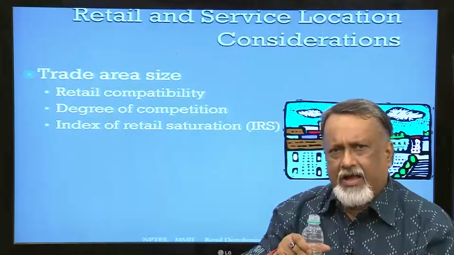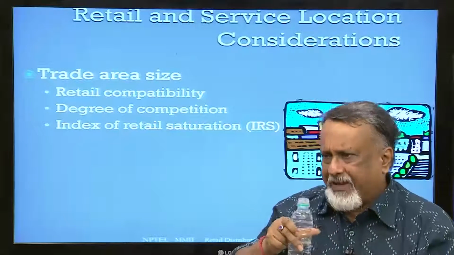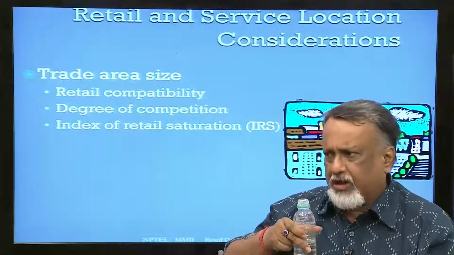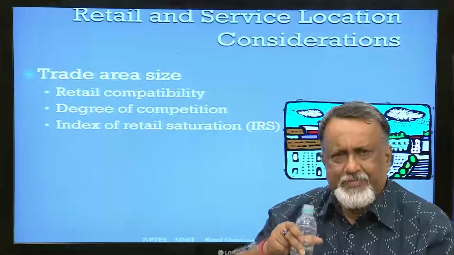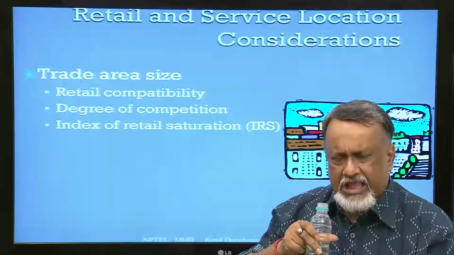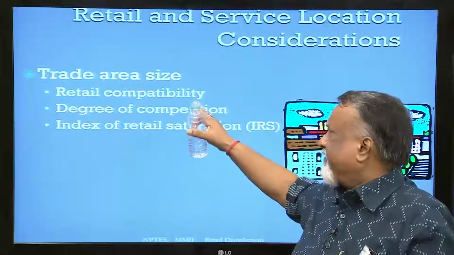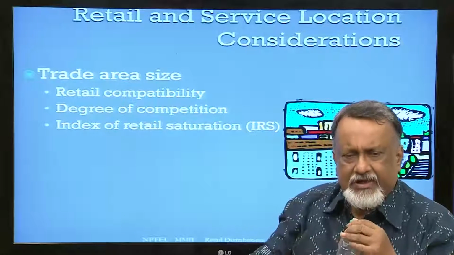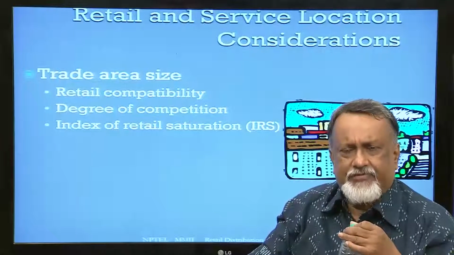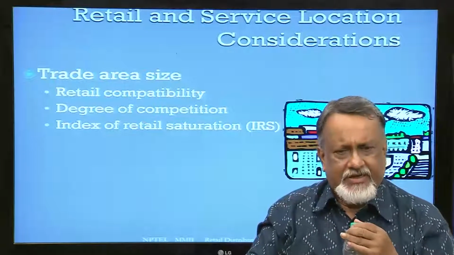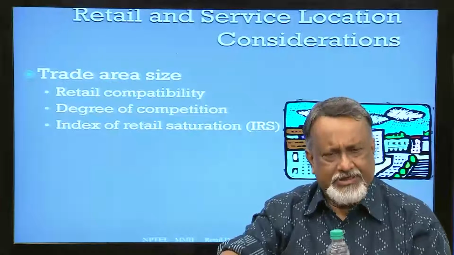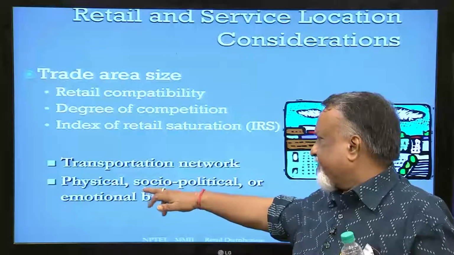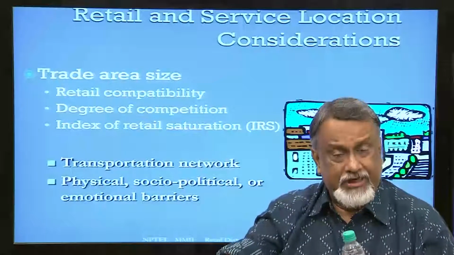So, you do not have to decide in your retail location based on the proximity or the convenience of travel. People will be prepared to travel for this kind of specialty items. So, the compatibility with respect to whether it is a specialty item, whether it is a convenience item, these are to be considered, and we have to also see that index of retail saturation, which we discussed a little while back, and the degree of competition. So, these are the trade area sizes, transportation network, and of course, as we discussed, physical, socio-political or emotional barriers.